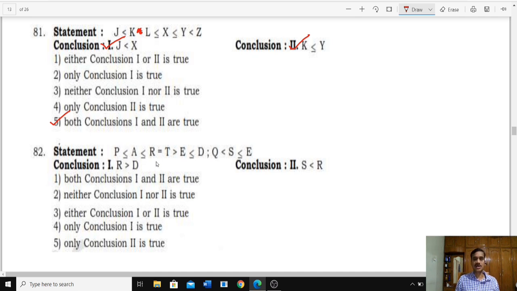82, the relation between R and D. R is here, D is here. Greater than, lesser than. Two opposite symbols, no relation. S and R. Now between S and R, R is here, Q, S, E. S and E. R greater than S is true. R greater than S, S lesser than R. Hence only conclusion 2 is true. Only conclusion 2, that is given in choice 5, question number 82.